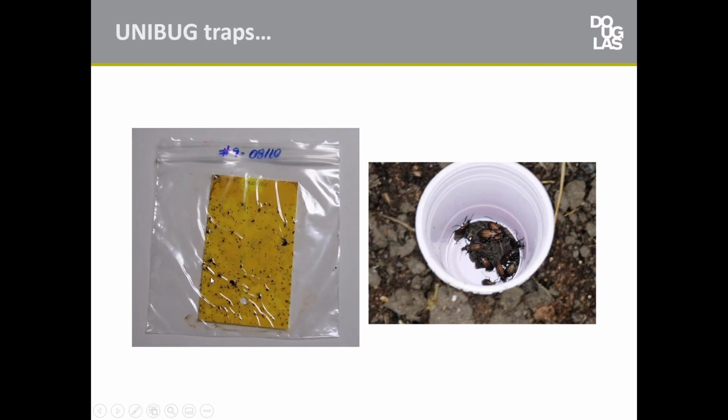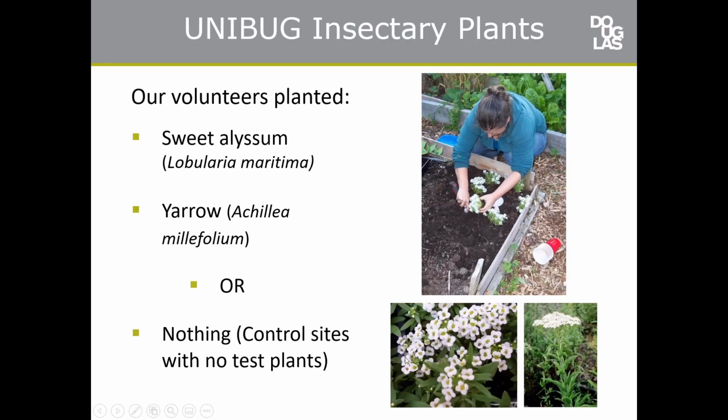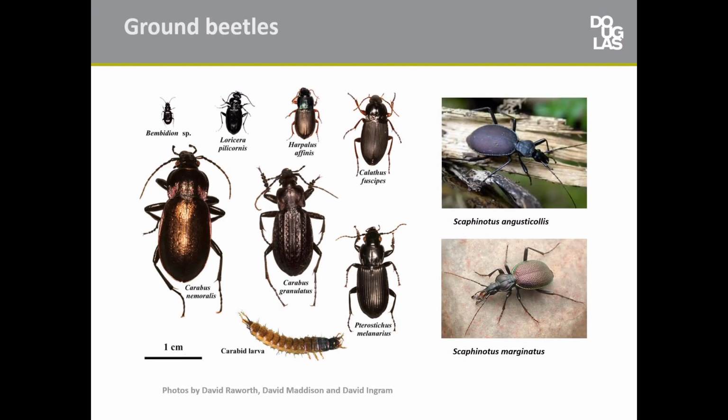You can see one here inside of a plastic bag after it's been used, and pitfall traps, which are just plastic beverage cups placed into the ground. The cups capture things like ground beetles, and the sticky cards capture some other types of predatory and parasitic insects. Our volunteers planted sweet alyssum, Lobularia maritima, and yarrow, Achillea millefolium, in their garden areas, or they planted nothing, because we're doing a scientific experiment and collecting real data, so some people had to run control sites with no plants at all. People learned how to identify the ground beetles in their cups, and they sent the data to us. These are predatory insects that feed on pests.